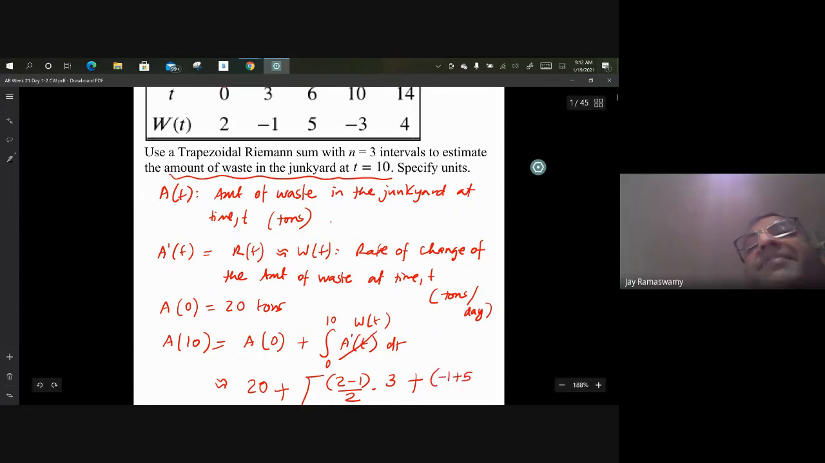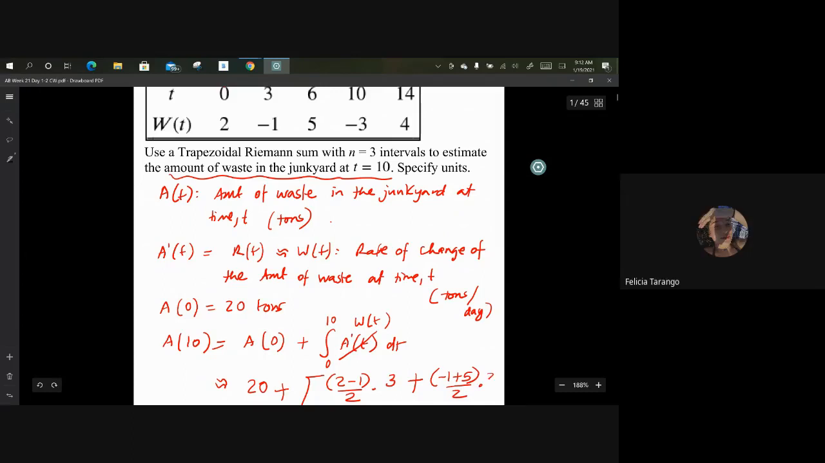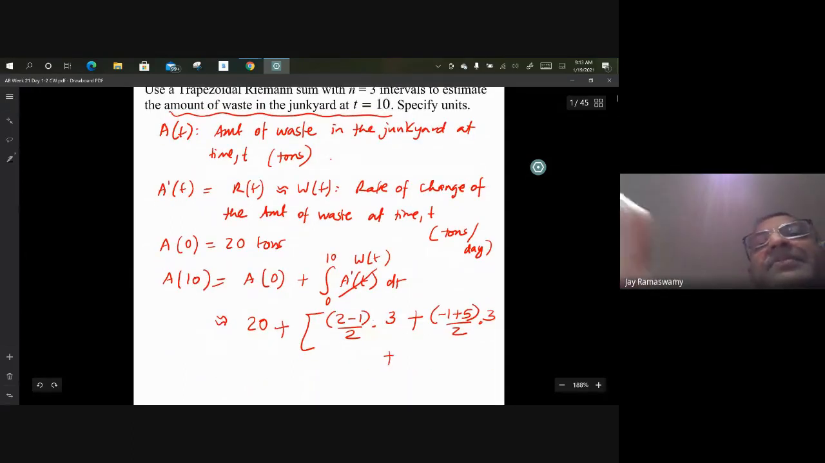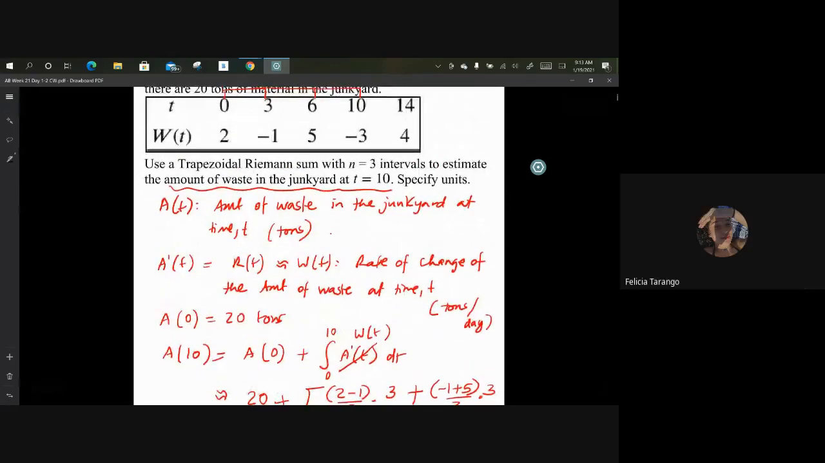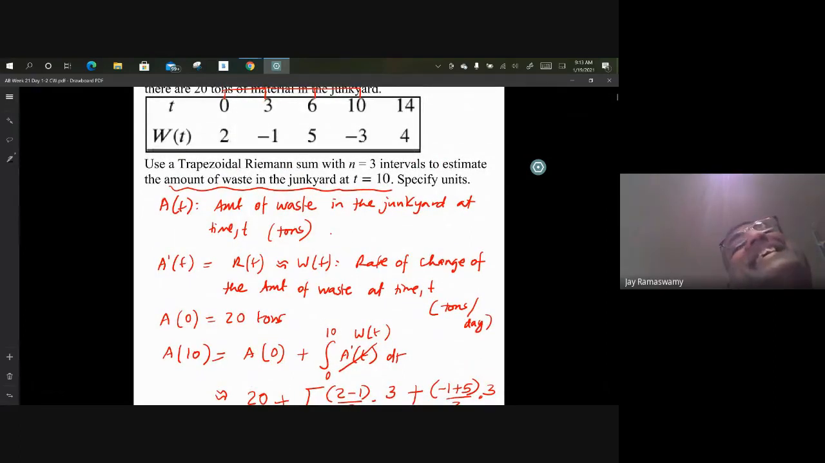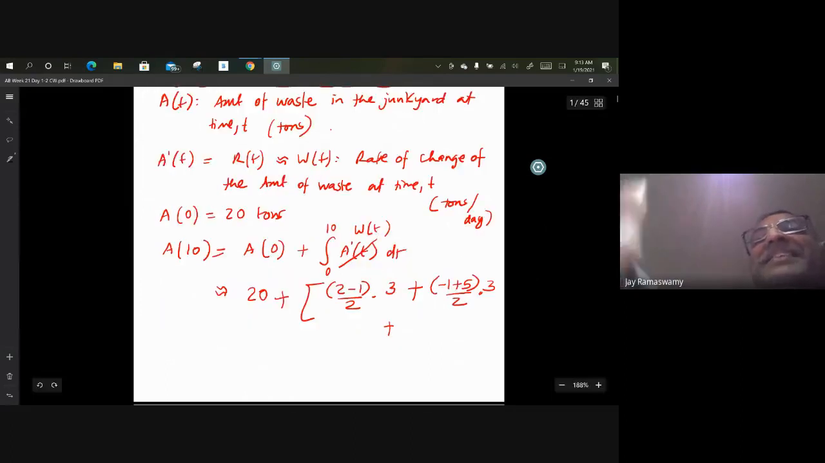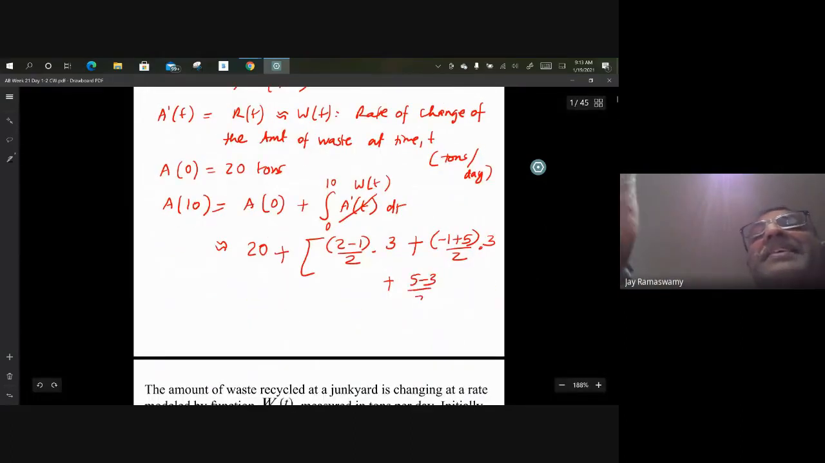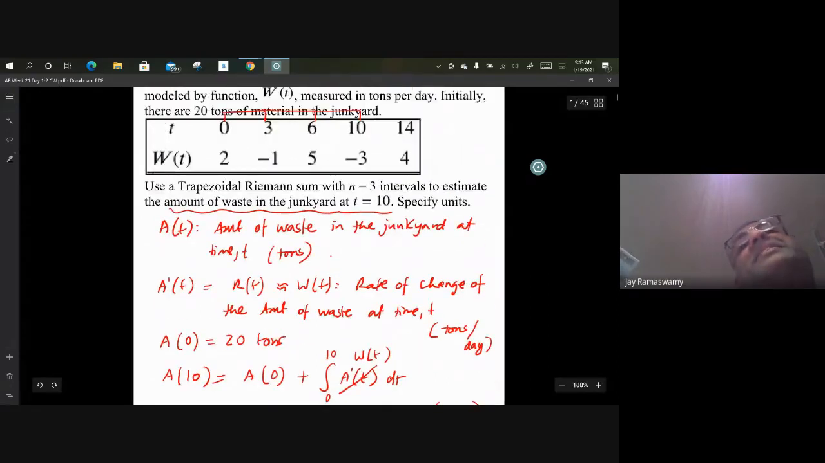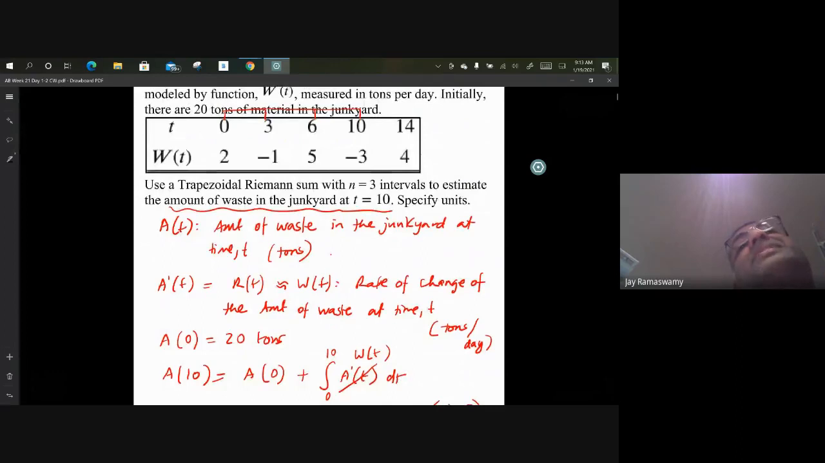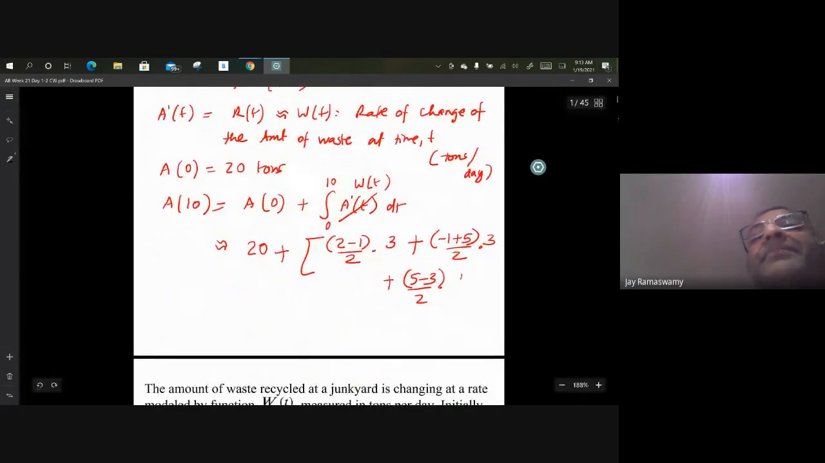Negative 1 plus 5 over 2 times 3. And then finally, is that you, Tarango? Yes. Look at you. And then last, 5 minus 3 over 2 times 4. It's the average of the parallel sides, which are the y values, and the distance between the parallel sides is the x values, 6 to 10, distance is 4. And that's it. That's the amount, measured in tons. I wrote down units.